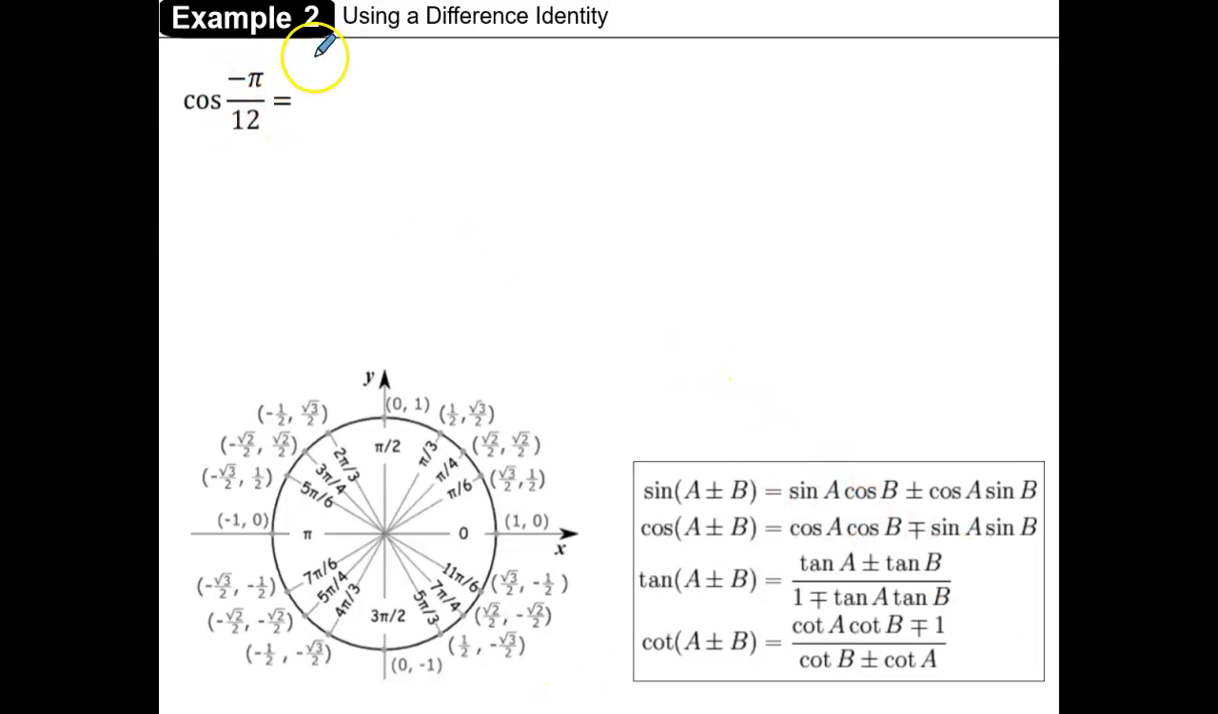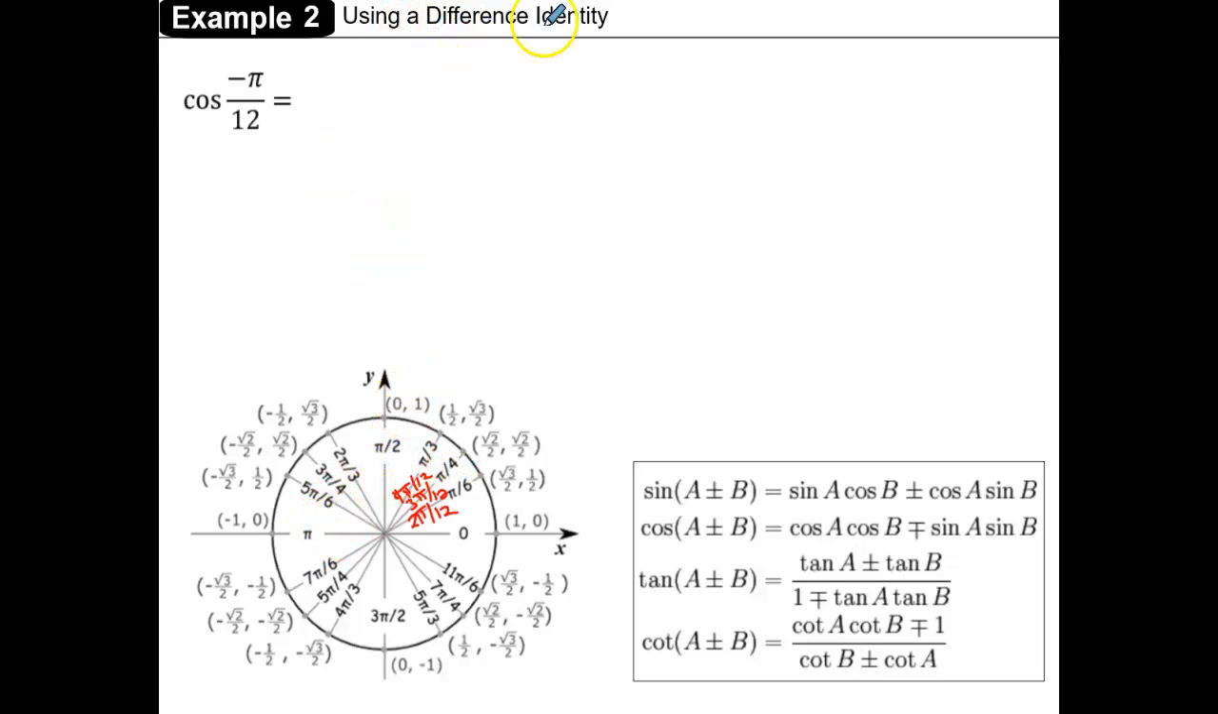In example 2, we're going to use a difference identity to evaluate the cosine of negative pi over 12. So looking at the unit circle with our special angles in radians, we're going to change these denominators to a common denominator of 12. So pi over 6 would be 2 pi over 12. Pi over 4 becomes 3 pi over 12.